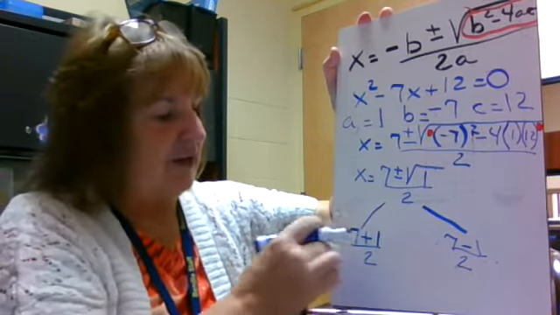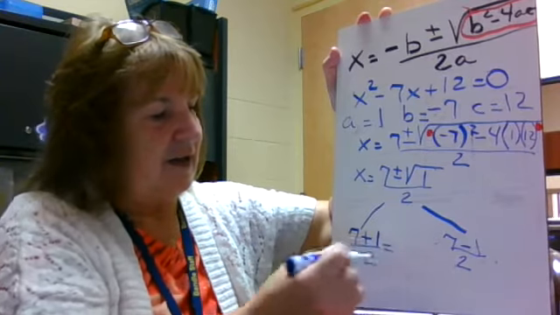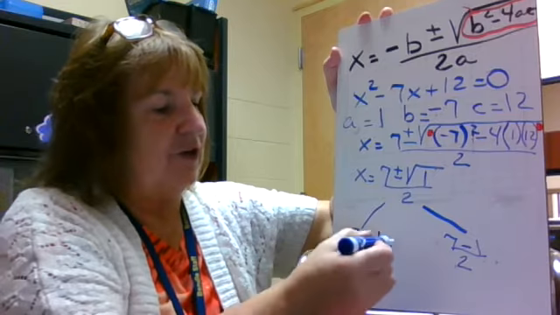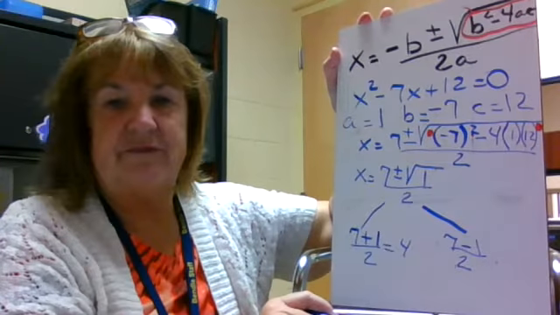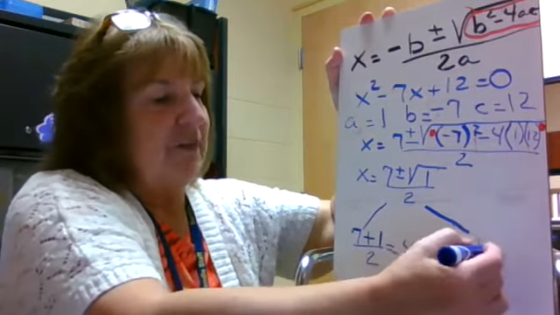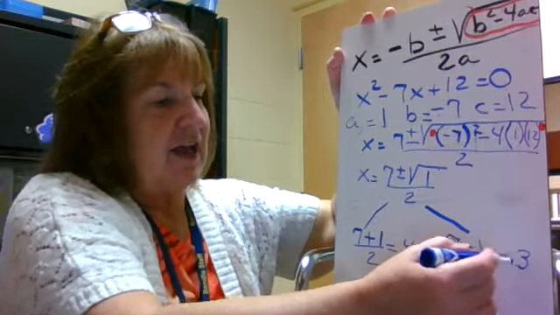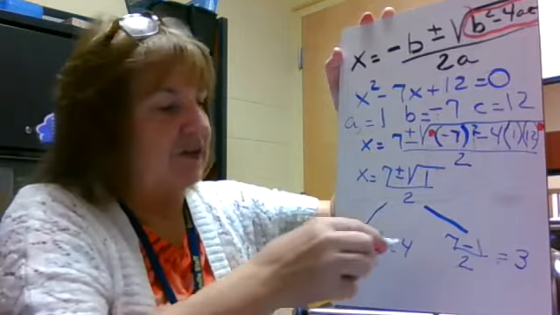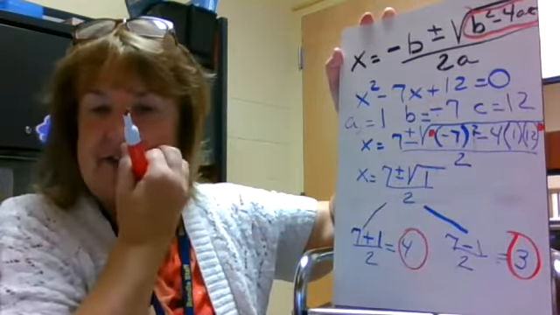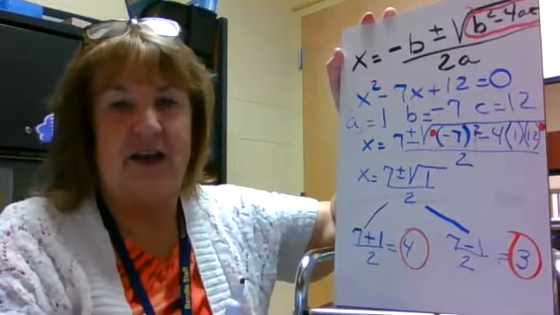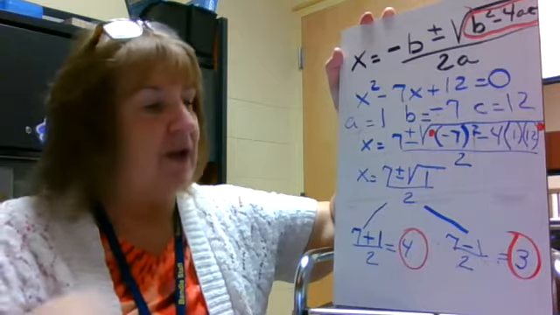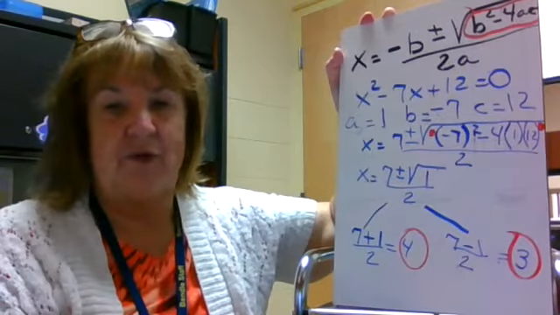Now you just simplify it. 7 plus 1 is 8. 8 divided by 2 is 4. This one is 7 minus 1, which is 6, divided by 2 is 3. Those are the 2 answers to the problem. Our graph crosses the x-axis at 4 and at 3. 2 different places, which is what it was supposed to do because that discriminant was 1.